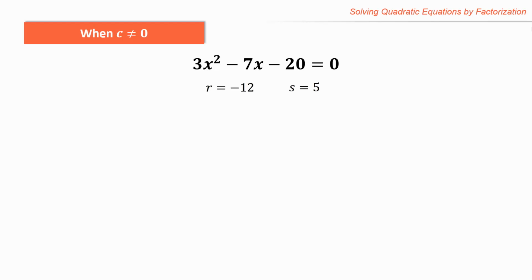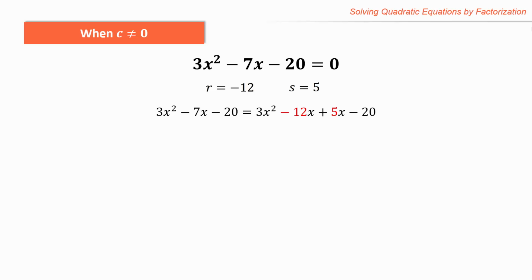Now that we have worked out r and s, we can express our quadratic equation in this new form. Notice that all we have done is to break up the linear term into two new linear terms, which must add up to the original linear term. So here, negative 7x has been broken up into negative 12x plus 5x.